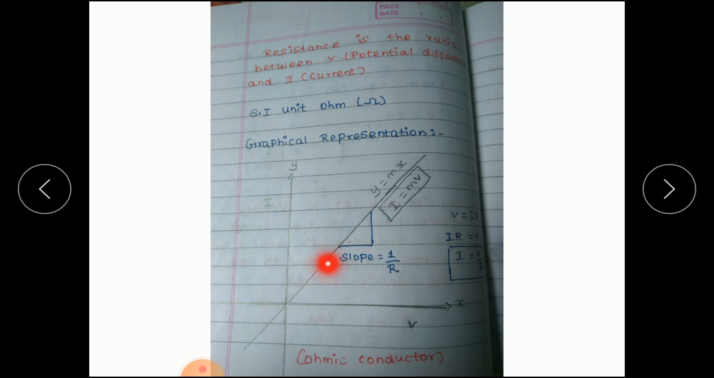So if you draw a line like this in the graph, it means we have the equation y is equal to mx. Let me take the slope is equal to 1 by R. So let's take the equation V is equal to IR, and I need I, so I is equal to V by R.